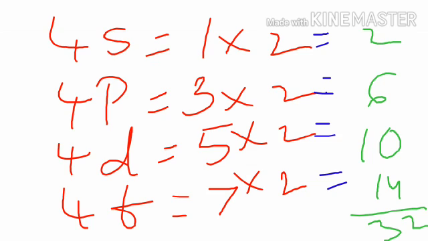Check it. 4s 1 orbital, 2 electrons, 1 into 2. 4p 3 orbitals, 3 into 2, 6. 4d 5 orbitals, 5 into 2, 10. 4f 7 orbitals, 7 into 2, 14. Therefore totally 32. So as per formula also, number of electrons is equal to 2 into n square, 2 into 4 square, 2 into 16. That means 2 into 16 is 32 electrons. So like this we can calculate the number of subshells, orbitals and electrons.